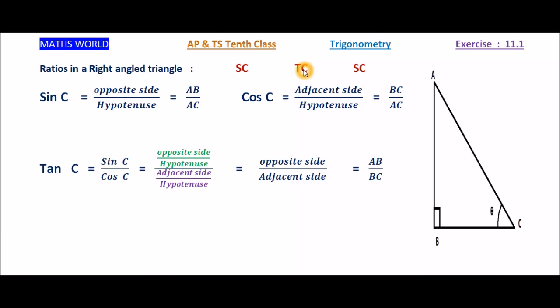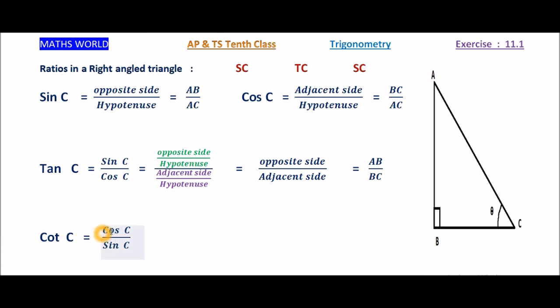Now cot C. What is cot C? So tan C is sin by cos. So cot C is equal to cos by sin. So cot C is equal to cos C by sin C. And from above we have the values. Cos C is adjacent side by hypotenuse. Sin C is opposite side by hypotenuse.